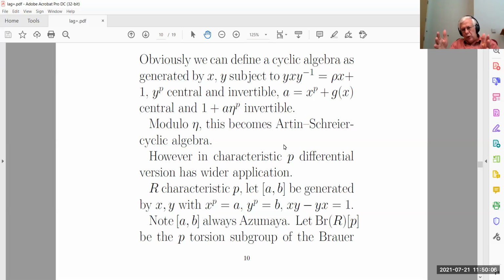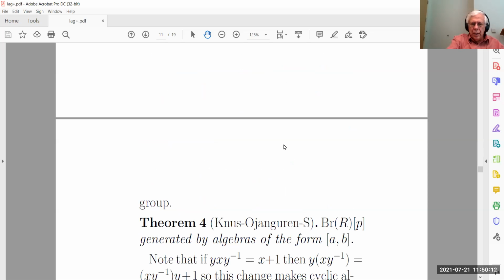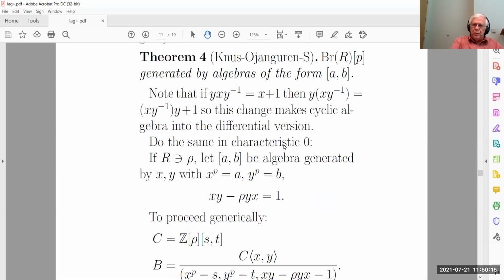And secondly, if I look at the order P subgroup of the Brauer group of R, then in the paper that basically is where my thesis appeared, a joint paper with Knus and Ojanguren, the P torsion part of the Brauer group of R, where R is just a commutative ring of characteristic P, is generated by algebras of this form. Okay, so that's why it's more useful. You basically have a much easier way of writing down all of these algebras, and it's not over a field, it's over a commutative ring of characteristic P.